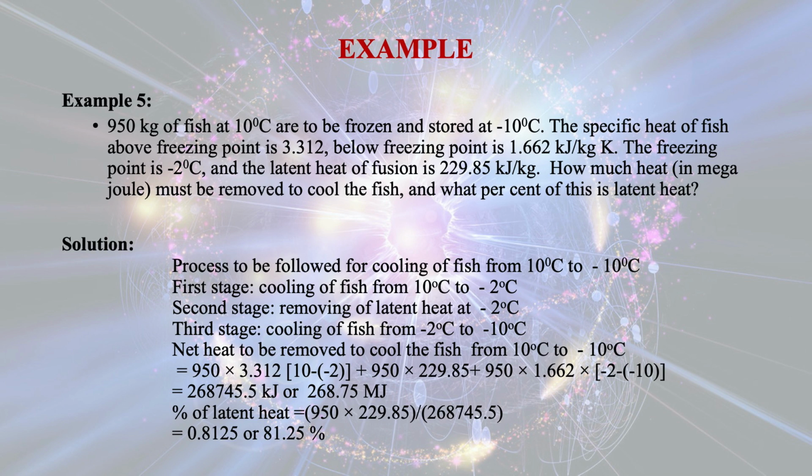Out of the 3 cooling parts, the second part is for the latent heat. So the percentage of latent heat will be 950 into 229.85 divided by the total heat of cooling, that is 268,745.5 kilojoule, and that comes out to be 81.25%.